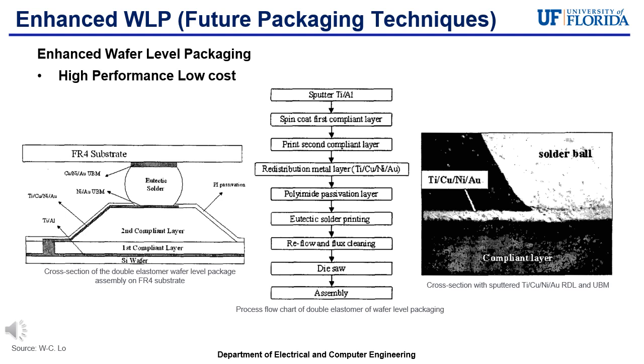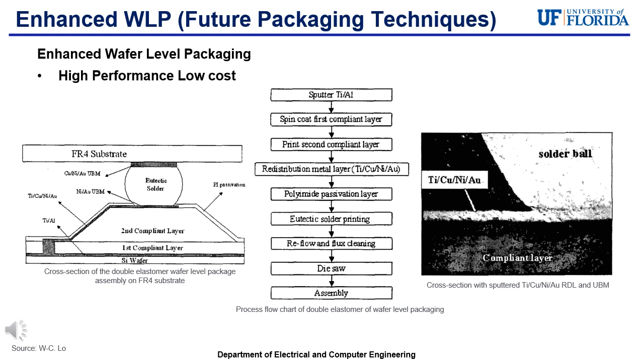The first figure shown on the far left is a cross-section of a double elastomer wafer-level package assembly on an FR4 substrate. As shown in the figure, the FR4 substrate is bonded to the solder through the metallic UBM, which is underbump metallization, which is then bonded to the compliant layers. These compliant elastomer layers can improve solder joint reliability.